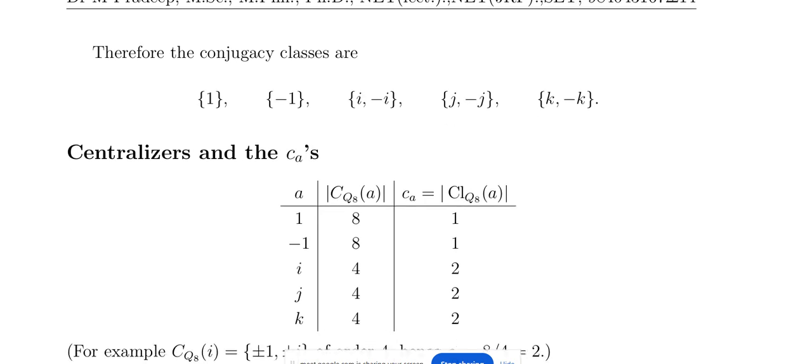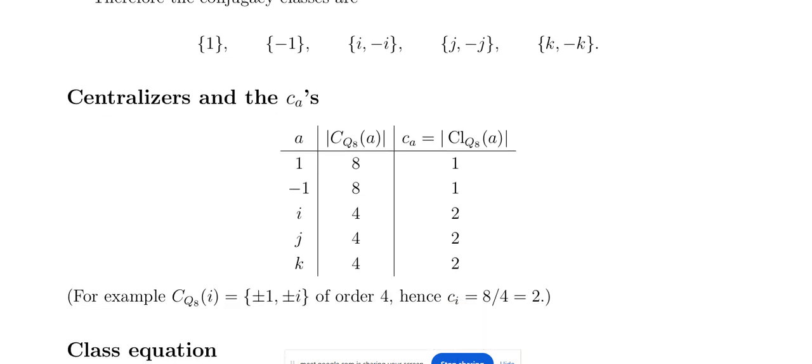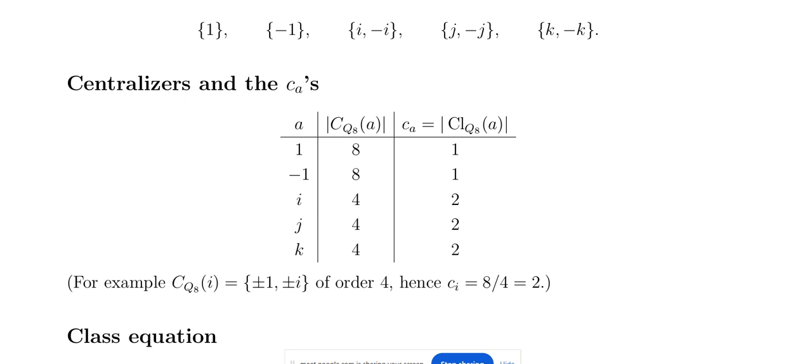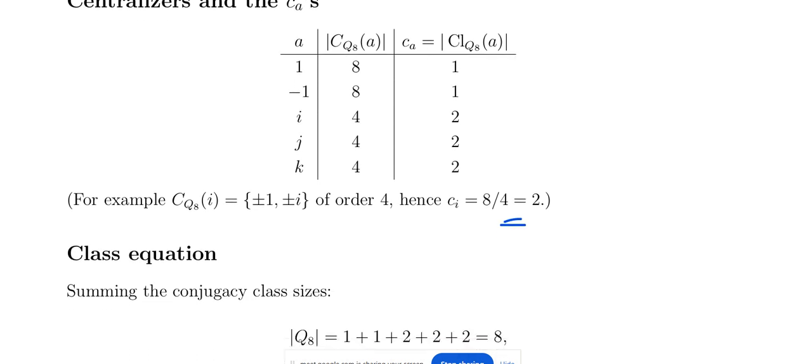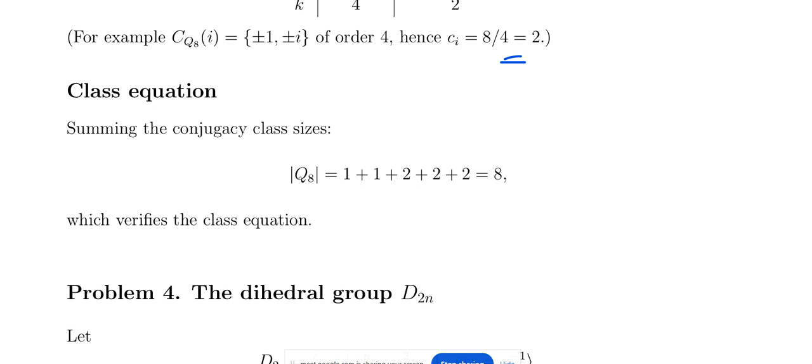So these are the conjugacy classes for the quaternion group, along with the centralizer, normalizer and the number of elements in the conjugacy classes. For example, when you take 1, the number of elements in the normalizer is 8, and the number of elements in the conjugacy class is 1. In the same way, for elements of order 4, the class size is 8 by 4 equal to 2. This is the idea. So the class equation of Q8 is 1 plus 1 plus 2 plus 2 plus 2 equal to 8.